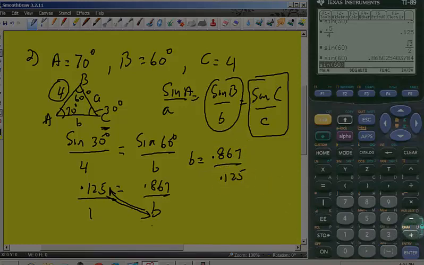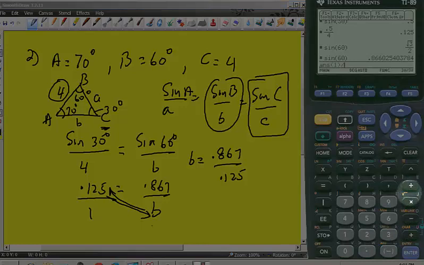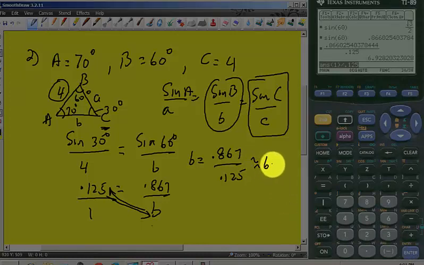Okay, so we're going to divide that by 0.125, hit enter, and that turns out to be approximately 6.928. Okay, so this side right here is 6.928.